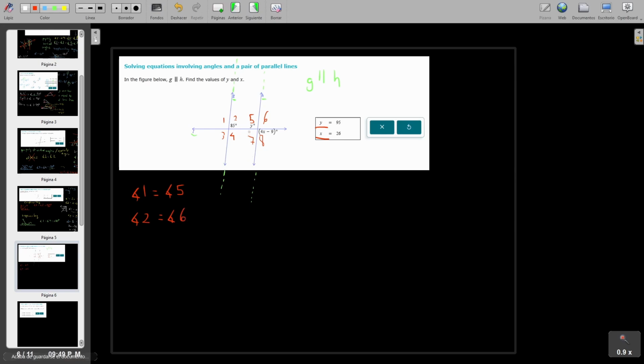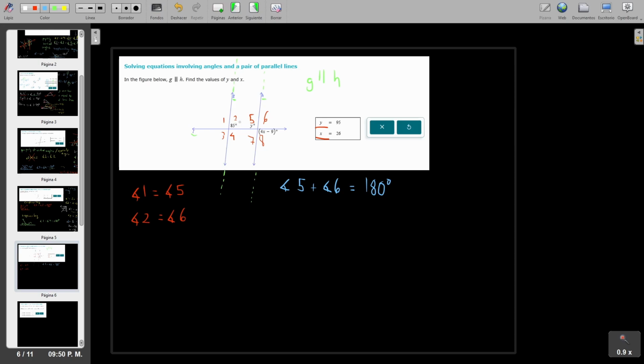Why? Because we can choose whichever we want, to put the value of y here in number 1 or to put the value of 85 in number 6. I'm going to be doing the latter. So we know that using the property of supplementary angles means that angle number 5 plus angle number 6 is going to be 180 degrees. That is how I begin with my equation.